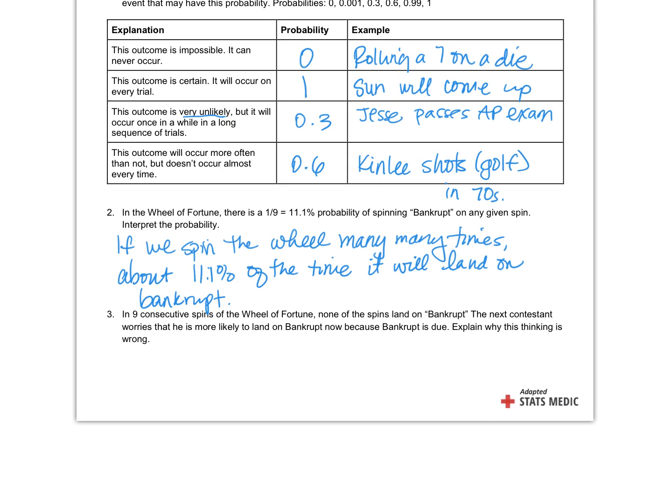In 9 consecutive spins of the Wheel of Fortune, none of the spins land on bankrupt. The next contestant worries that he is more likely to land on bankrupt now because they're due a bankrupt. Why is that wrong? Yeah, the previous spin doesn't change the following spin, does it? No. So we call that independent. Every spin is independent of one another. Doesn't matter what happened previously. So when you hear that, oh, we're due a bankrupt, no, you're not. Probability hasn't changed, right?